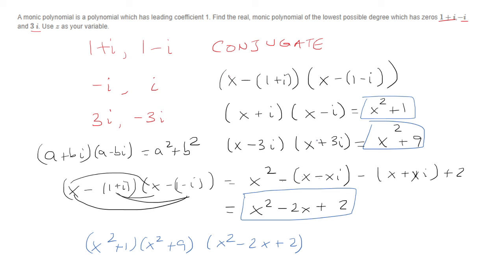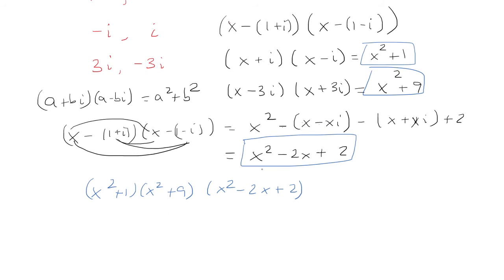Okay, let's actually multiply these out. And by the way, I know this says use z as your variable, so we're going to, at the end, put it in terms of z. Okay, so let's multiply this out. So we have x times x is x squared times x squared is x to the 4th. 9x squared plus x squared is 10x squared. 1 times 9 is 9.